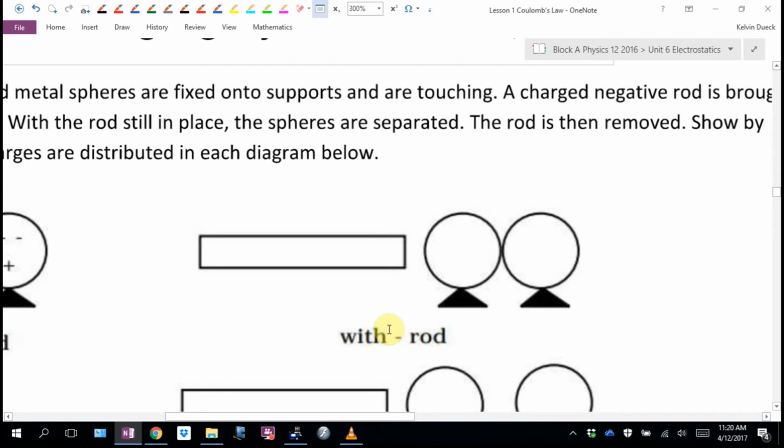Okay. What's the charge on the rod? Negative. Let's draw that in. A couple of positives, but it's overall negative. Okay. Like charges repel. So what's going to happen is all of the negatives, of which there were 4, are going to get as far away as they can. They're going to move to the right-hand sphere. And all of the positives, because unlike charges attract, are going to move to the left-hand sphere. Both spheres overall are still neutral. It's still 2 and 2, 2 and 2.